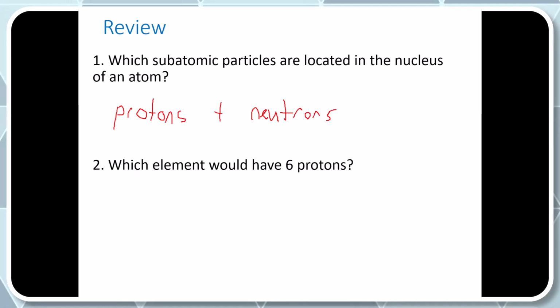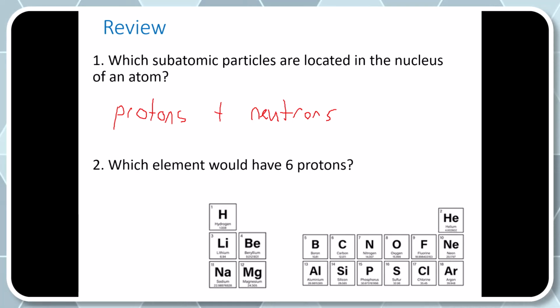And then number 2 says, which element would have 6 protons? Maybe some of you have memorized that in high school chemistry or something. What tool could you use to find that out? I would say the periodic table, right? And then what number on the periodic table would tell you how many protons are in that particular element? So that would be the whole number on the periodic table. So which of those has a whole number that's a 6 on our periodic table? That's going to be carbon here. So carbon has 6 protons.